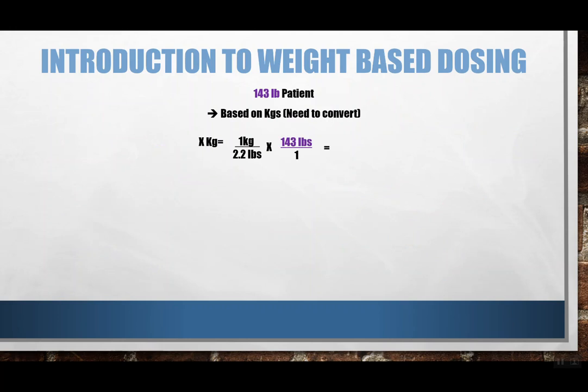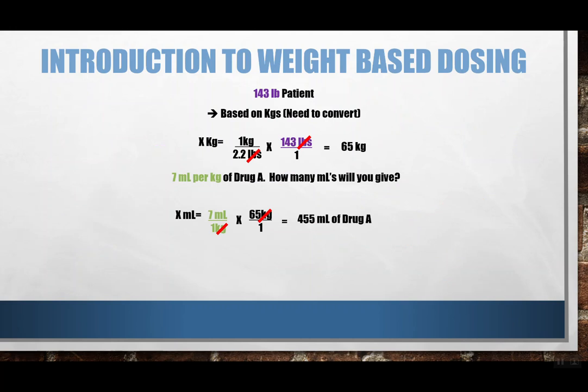I convert that by multiplying it by the actual weight there, which is 143 pounds. Canceling it out, all I have left on the right side is the kilograms. Multiplying across gives me 65 kilograms. So the question was 7 mils per kilogram of drug A. How many mils will you give? Well, I have X mils on the left side. 7 mils per kilogram. I need to cancel that kilogram out. So I put the 65 kilograms from earlier right there. Multiply it across. All I should have left is the mils, which I do, which gives 455 mils of drug A.